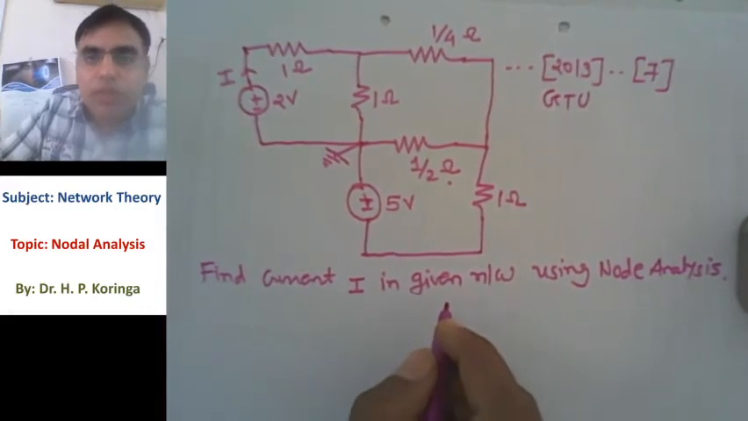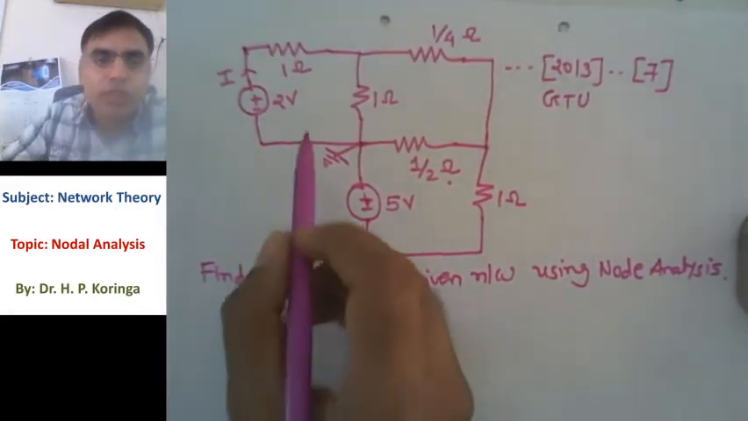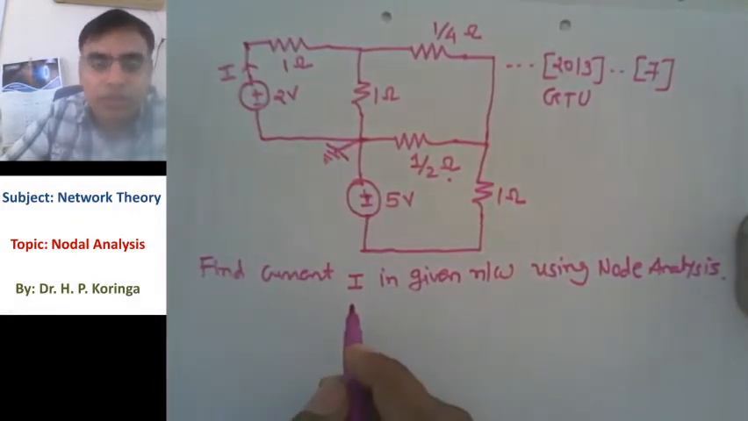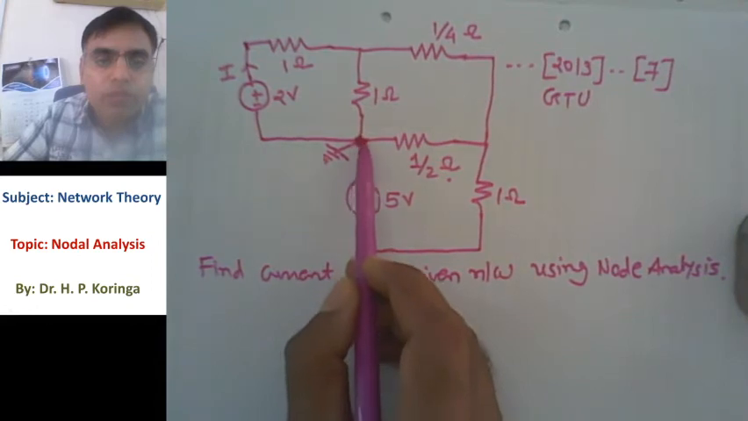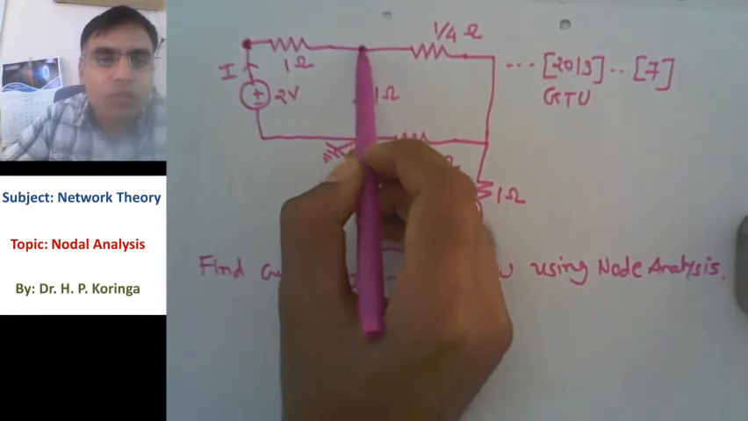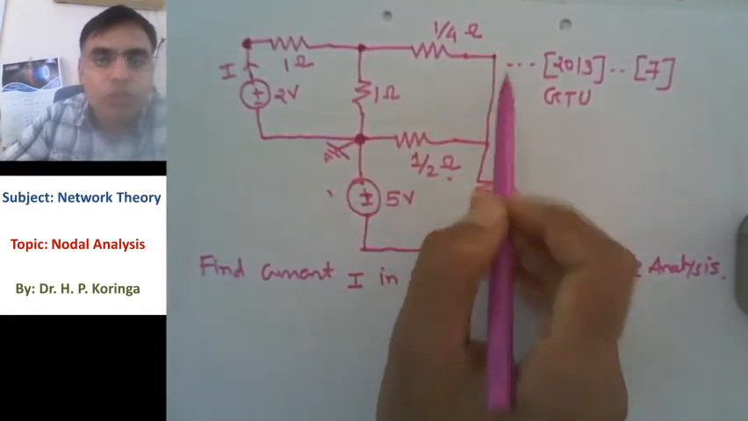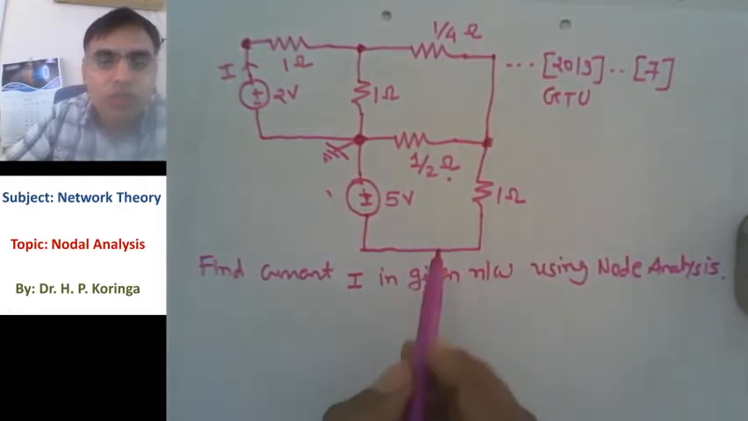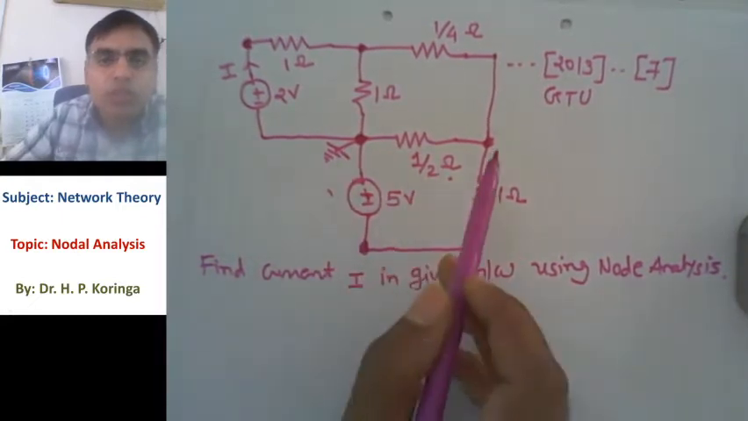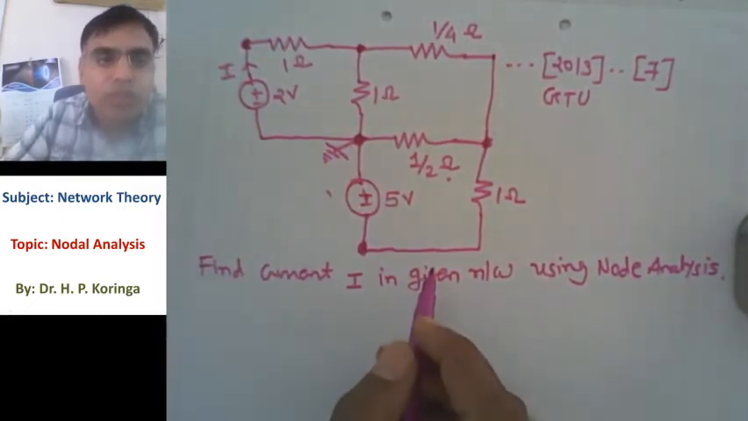We have to find out the current I passing through this 2 ohm source using node analysis. So what is the first step for node analysis? We have to identify the different nodes. Here it is node 1, this is another node, this is the third node, this is the fourth node. These both are combined, the same here, so this is the fourth node, and this is the fifth node. So in this network there are 5 nodes.